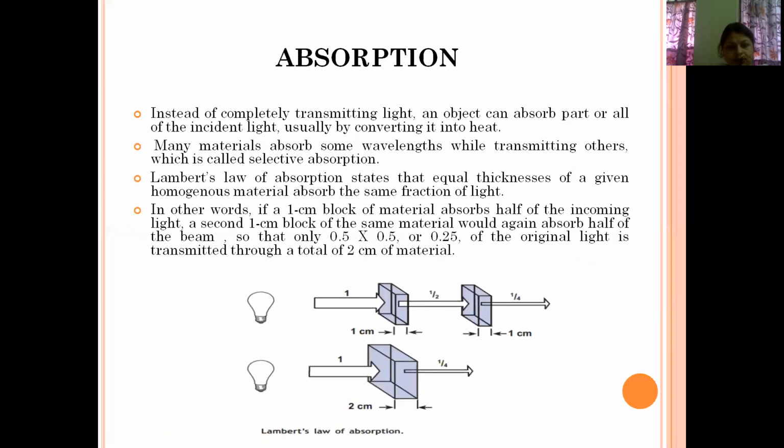Next, absorption. Instead of completely transmitting light, an object can absorb part or all of the incident light, usually by converting it into heat. Okay. Many materials absorb some wavelengths while transmitting others, which is called selective absorption. Now, Lambert's law of absorption states that equal thicknesses of a given homogeneous material absorb the same fraction of light.